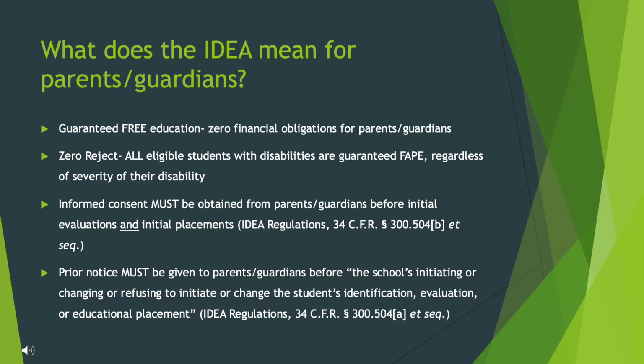The next is a zero reject clause put in place by the Act. This means that all eligible students with disabilities are guaranteed a free, appropriate public education, regardless of the severity of their disability. Informed consent must be obtained from parents and guardians before initial evaluations and initial placements. Next, there must be prior notice given to parents and guardians before the school initiates, changes, or refuses to initiate or change the student's identification, evaluation, or educational placement.